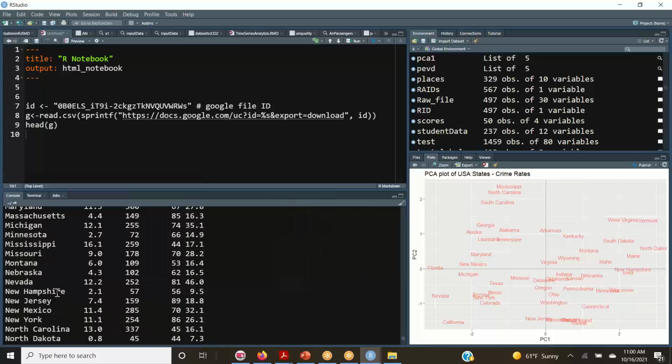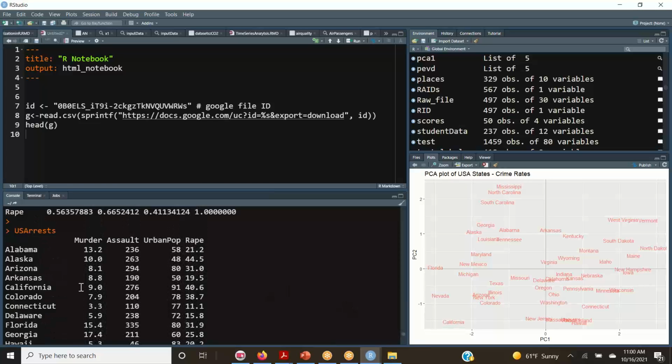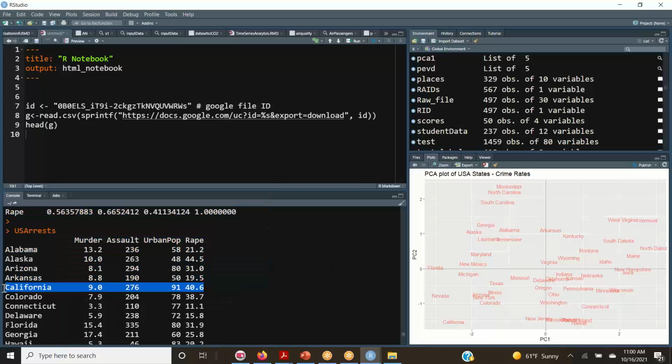So you have to make sense out of this. That's the only way you can win the listener's heart, because they want you to explain this thing. The last one is rape, urban population is the third one, then murder and assault. So let's do that. Copy and paste it here.